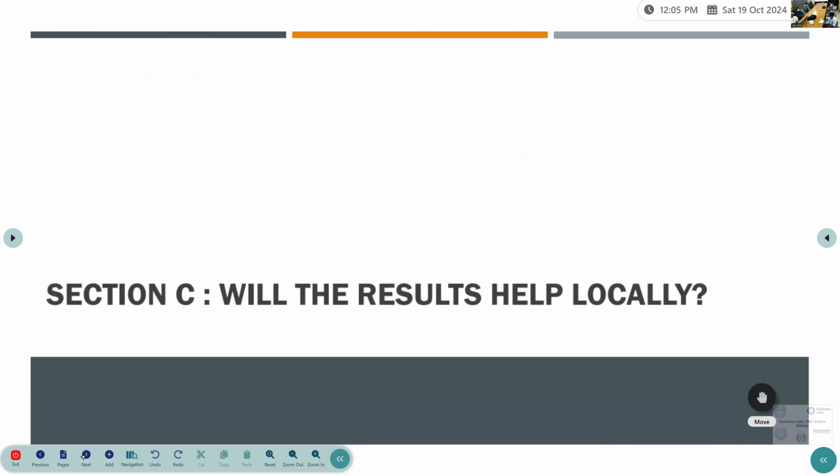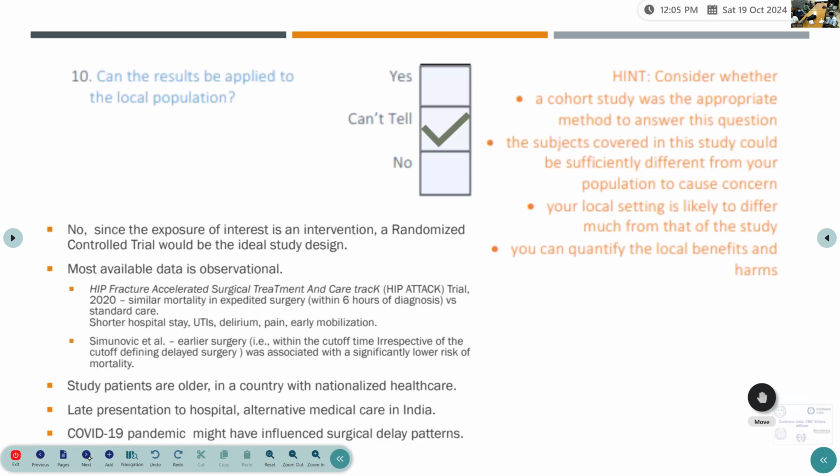So will this result help locally or in our case? So the first question in whether the results can be applied to the local population is whether the cohort study was the appropriate method to answer this question. So the answer to that is no. Since we are looking at an intervention, a randomized control trial would have been the ideal study design.